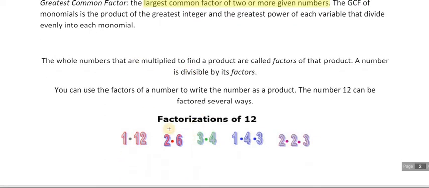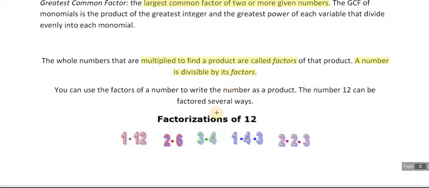So as we kind of talked about in the warm-up, the whole numbers that are multiplied together to find a product are called factors. So factors are the numbers that multiply together. A number is divisible by its factors, so that's why we're able to use division to check to see if a number divides into something in order to determine if it is a factor. We can use factors of a number to write the number as a product.